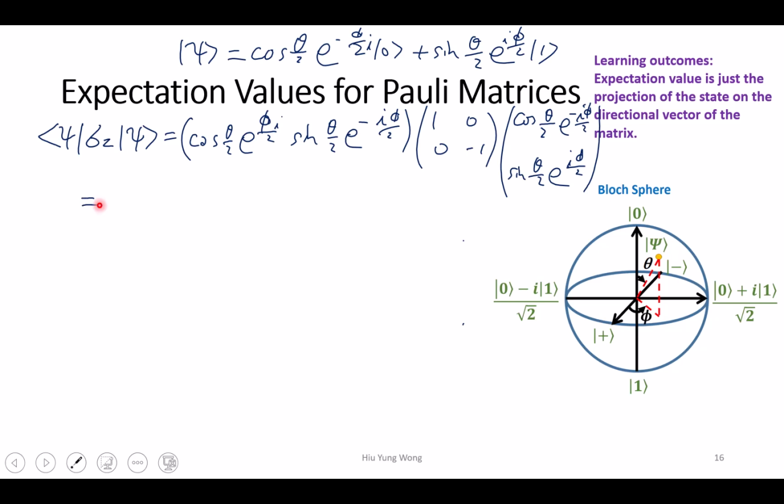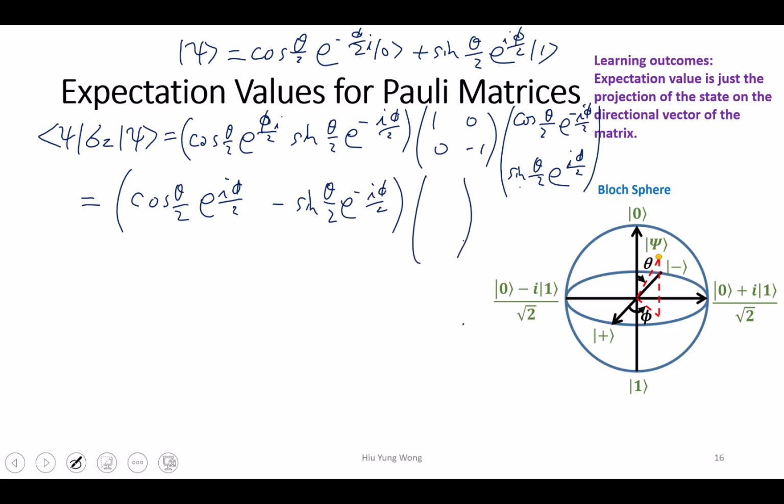The first term is easy, right? Just multiply this one. What do you get? This, multiply this one. Cosine theta divided by 2, e to the power i phi divided by 2. That's it. Right? And then the second term is negative sine theta divided by 2, e to the power negative i phi divided by 2. Right? And then multiply this term. That's how you do the expectation, right? Then when you multiply the last term, it becomes what?